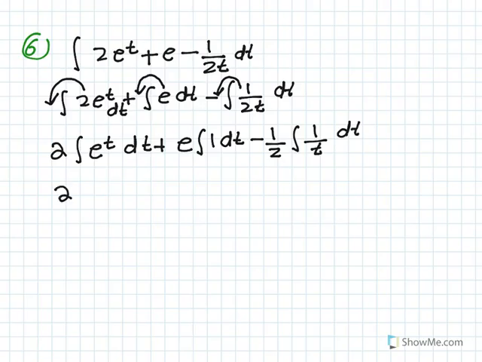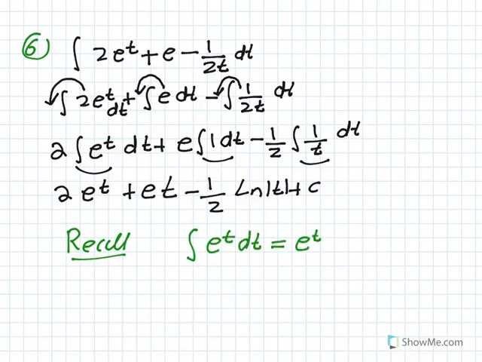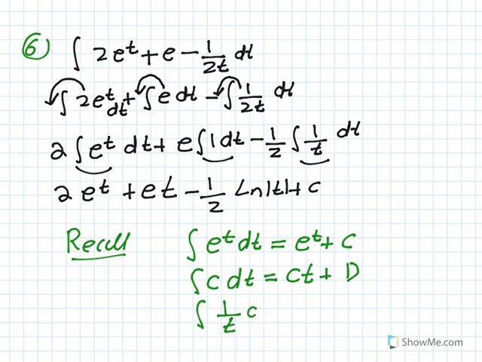And the integral of e to the t is just itself, e to the t. Integral of 1 is just t, and the antiderivative of 1 over t is log absolute value of t plus c. All right, a couple of things we need to know. Antiderivative of e to the t dt is itself, that's e to the t plus c. Integral of a constant is going to be ct plus d. And antiderivative of 1 over t dt is just log absolute value of t plus c.